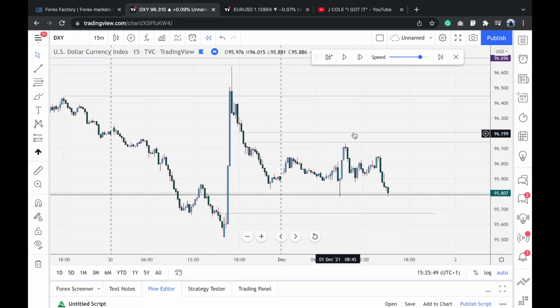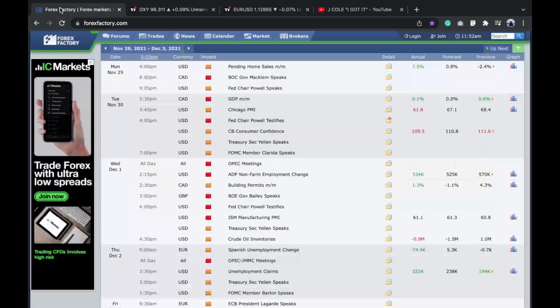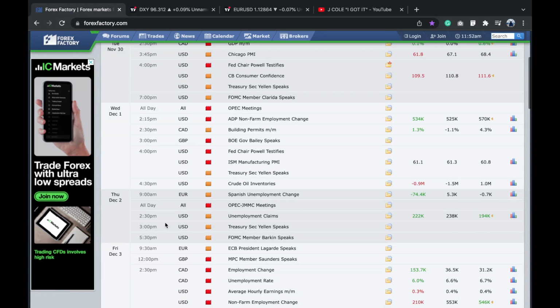We don't want to see the market trade through our discounted rate. We want to see the market respect our discounted rate. Now, let's look at the economic calendar and see what news we have right now.